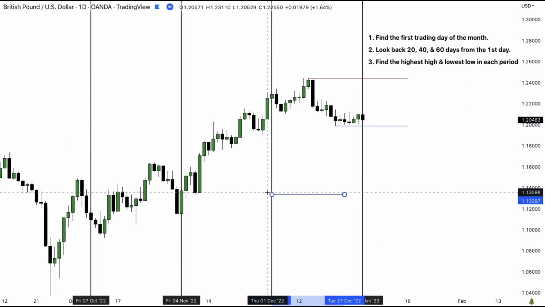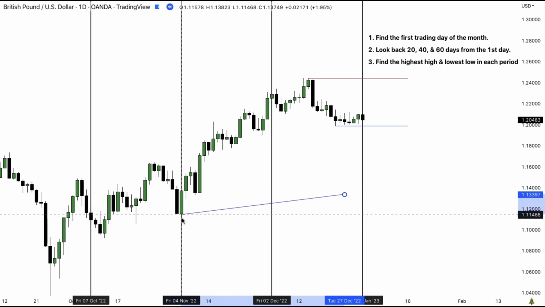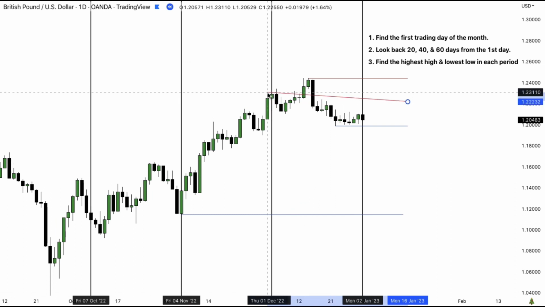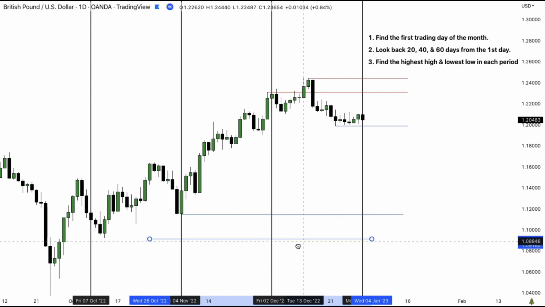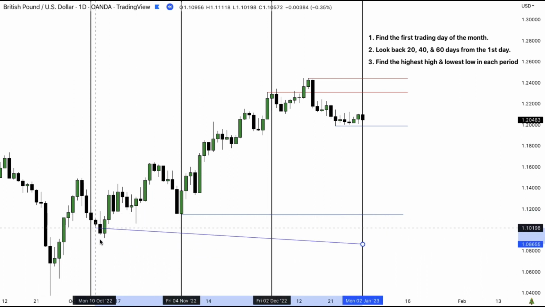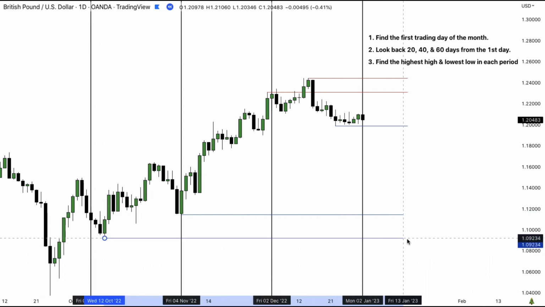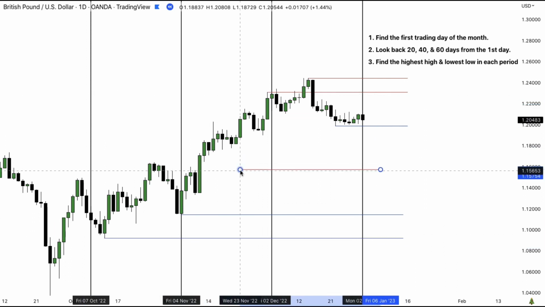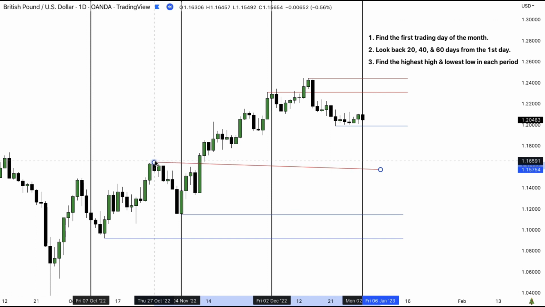We go back to the 40-day quadrant. The lowest low is going to be here. And then the highest high is going to be here. The lowest low within the 60-day quadrant is here. And the highest high in this 60-day quadrant is going to be here.